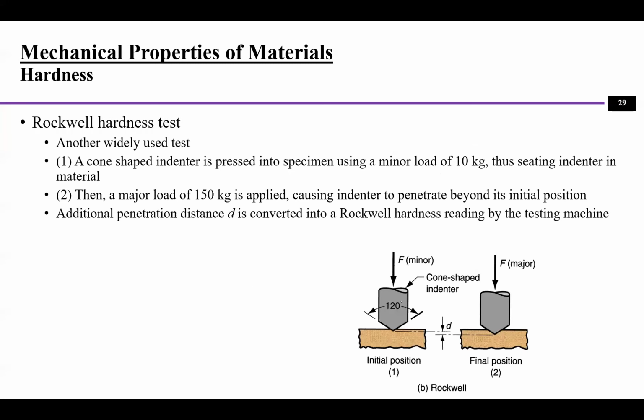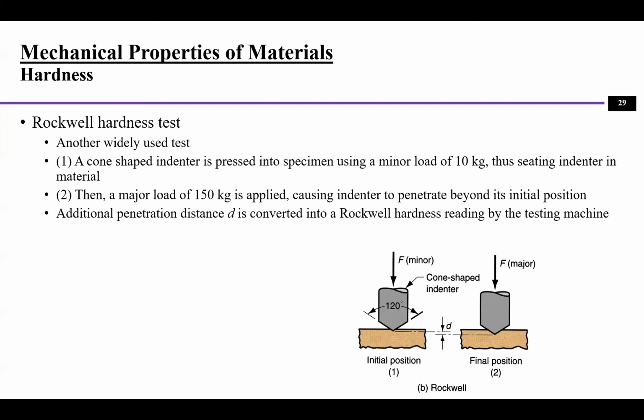The Rockwell hardness test is also widely used, and you can tell the indenter is cone shaped. It's pressed into the specimen. Similarly, first in the initial position, we just let it sit on the material, and then we give a major force, which lets it indent to a bit more depth. Then we can calculate the value based on the force and how far it travels with this indentation. Then we can calculate the Rockwell hardness value.